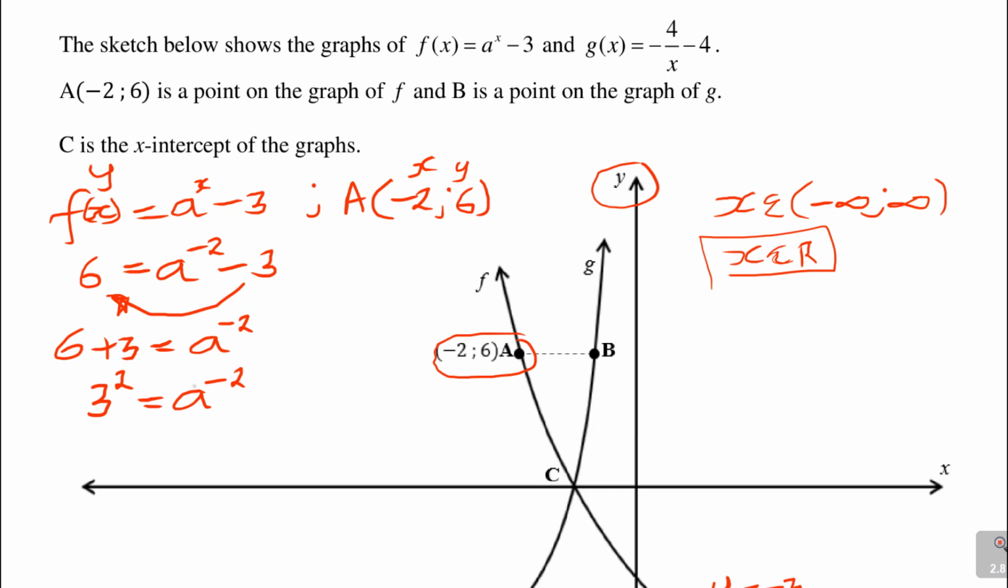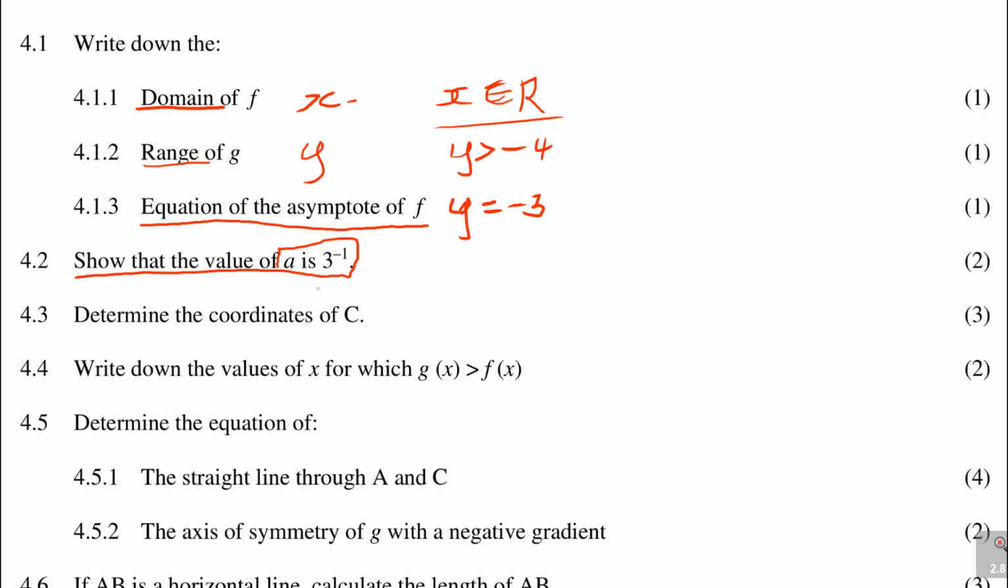I need to get rid of -2. I multiply by the inverse. You multiply by -1/2. What I do on the left, I do on the right, times -1/2. When you do that, cancel there, you have got 3 to the power of -1 is equal to a. This is what they wanted here, to show that a is 3 to the power -1.